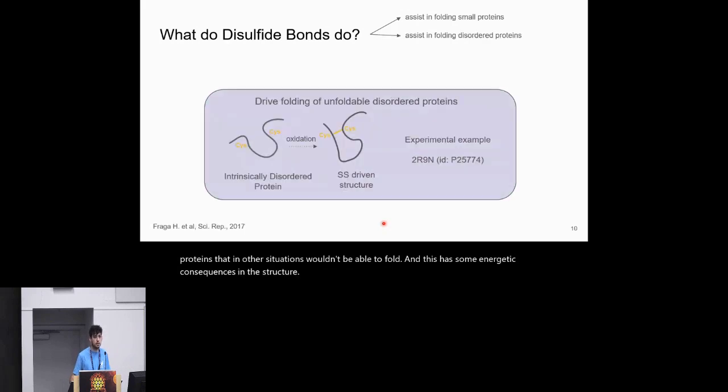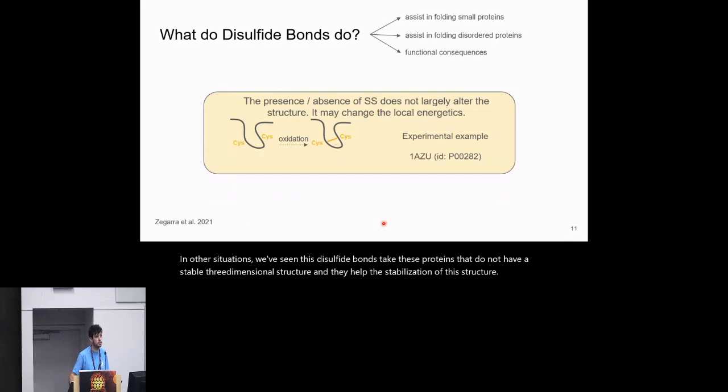In other situations, we've seen disulfide bonds take these proteins that do not have a stable three-dimensional structure, and they help the stabilization of this structure. And finally, there are situations in which the disulfide bond doesn't really seem to affect the structure at all. So there has to be some functional consequences behind it.